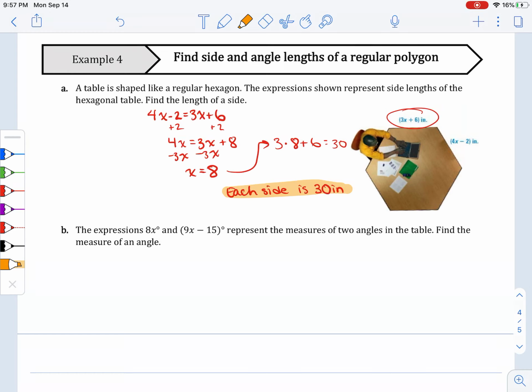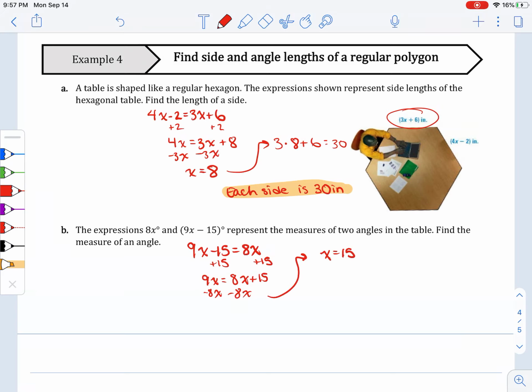And then remember also, it's true that angles are equal for a regular polygon. So this says the expression 8x and 9x minus 15 degrees represent the measures of two angles in the table. We want to find the measure of an angle, so one of our angles. So again, you just set these equal to each other and solve for x. So I'm going to add 15 to both sides. So I have 9x equals 8x plus 15. Subtract 8x from both sides. So I end up with x equals 15.